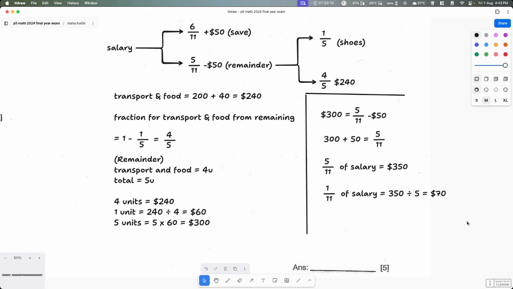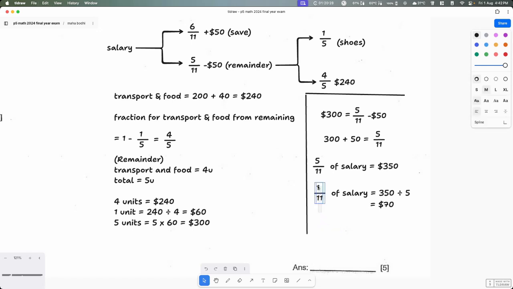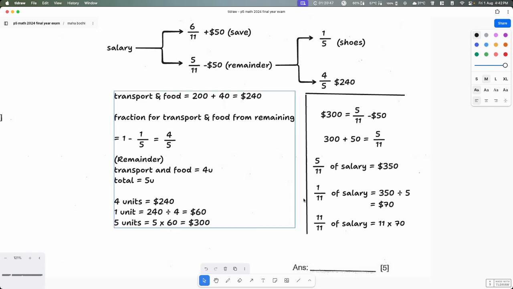Let me see if I can move it a bit to the left over here. Something like this. So $70, and then 11/11 of salary is equal to 11 times 70.